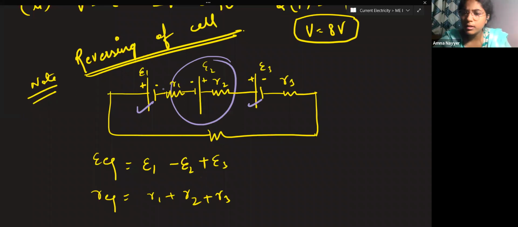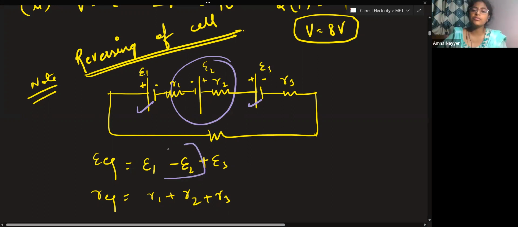So what will the issue be in the R calculation? See, everything that you have studied remains the same except for one thing. In case of calculation of equivalent EMF, you have to calculate with a negative sign. Which of the cell is reversed? If you are able to identify. That's why I'm saying identification of the reversed cell is very important. If the second cell has been reversed, then I'll put a negative sign in front of the EMF. Internal resistance will not matter, it will get added up.